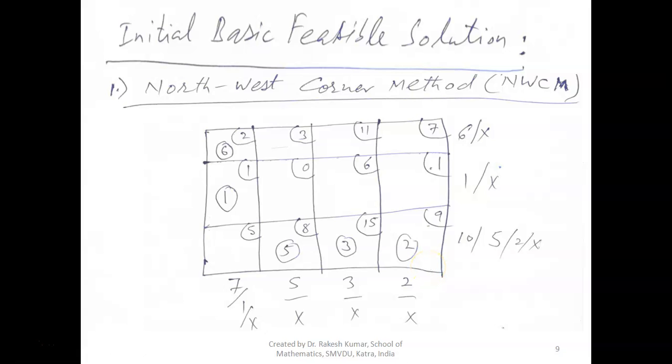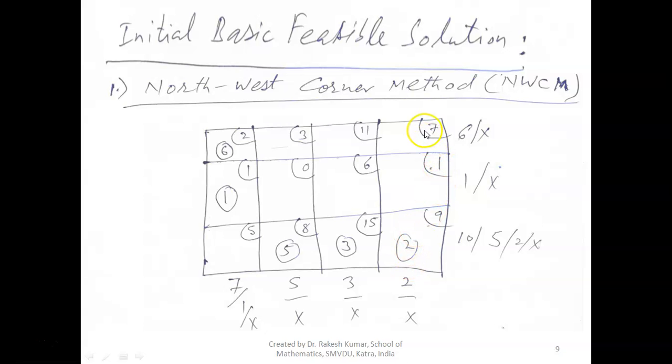So these are the supplies and demands. Let us first check whether the total supply is equal to total demand. 6 plus 1 is 7, and 7 plus 10 is 17. Similarly, 7 plus 5 is 12, plus 3 is 15, plus 2 is 17. So this is a balanced transportation problem.